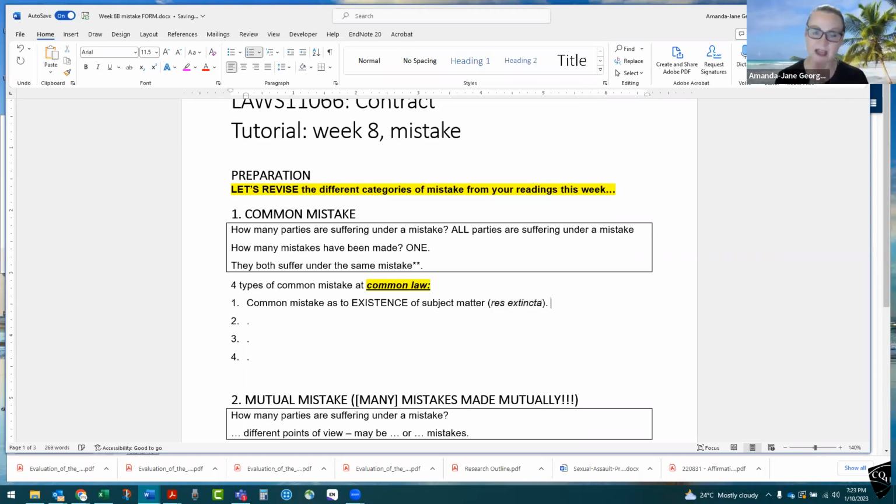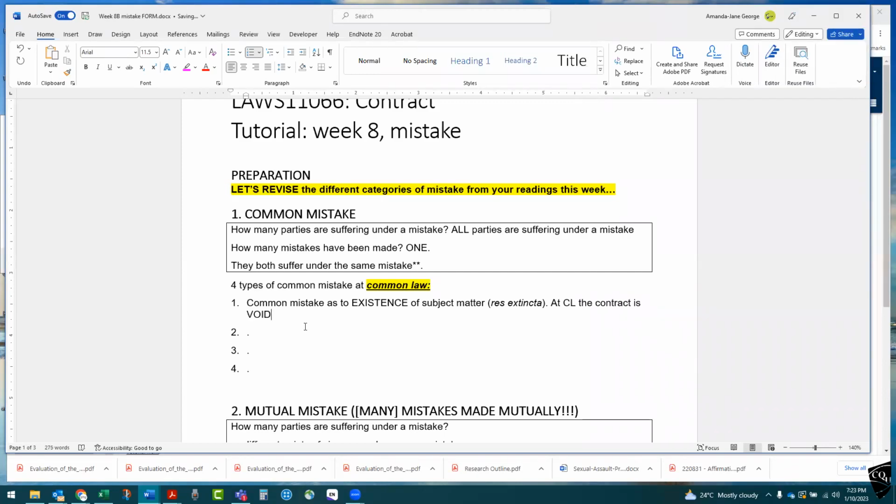Now, if you have a case of res extincta, both parties are mistaken that the subject matter exists when it actually doesn't. Which is kind of a silly mistake to make, but anyway. What is the result? Void, voidable, unenforceable? It would be void because they both made the mistake and it just doesn't exist at all. Yes. At common law, that makes sense, doesn't it?